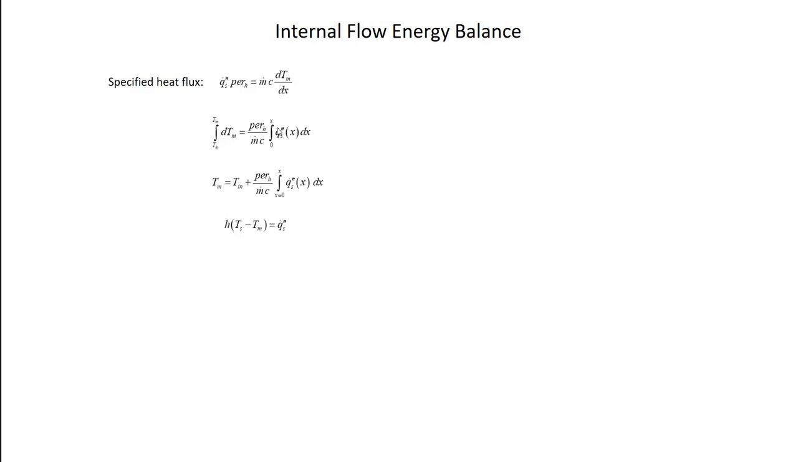So let's look at the first case. The first case is I know the heat flux. So I have a specified heat flux. It might be a function of x, but I know what that function is. So this then is a very easy ODE to solve, right? I would separate it. So I'm going to bring the dx over here along with the m dot c. So that's what I've done here. And then I leave the dT over here.